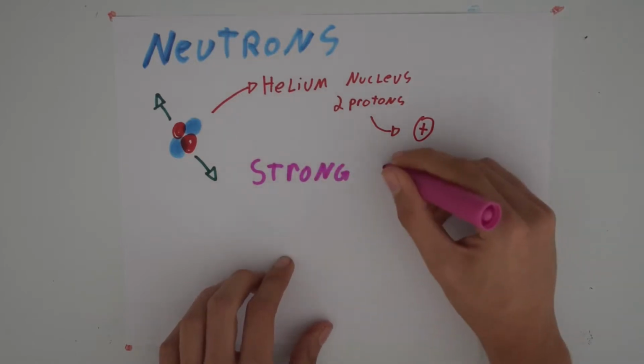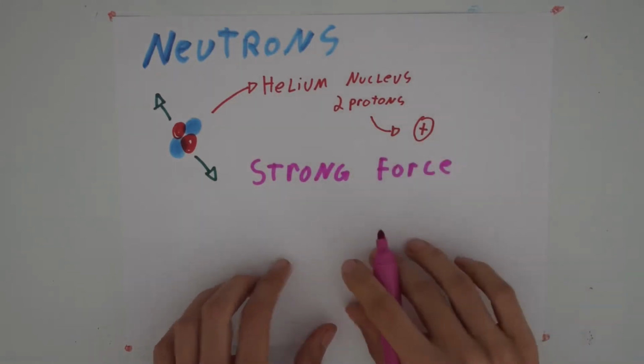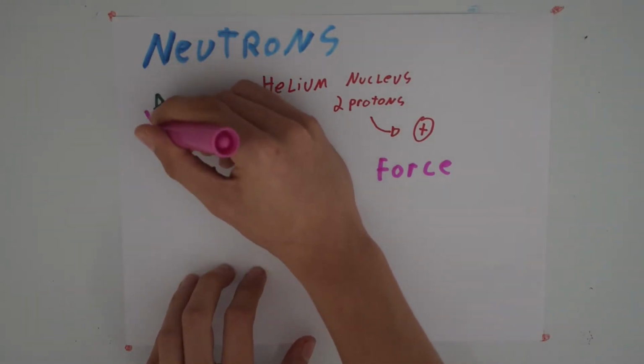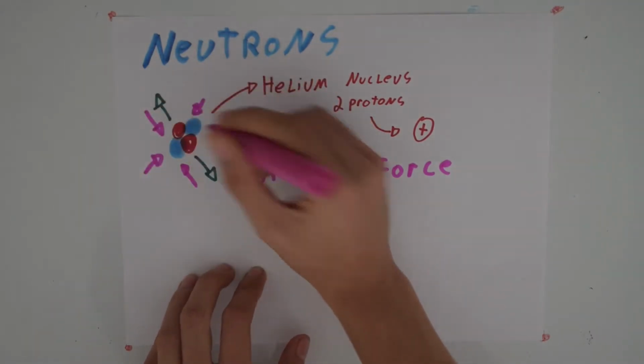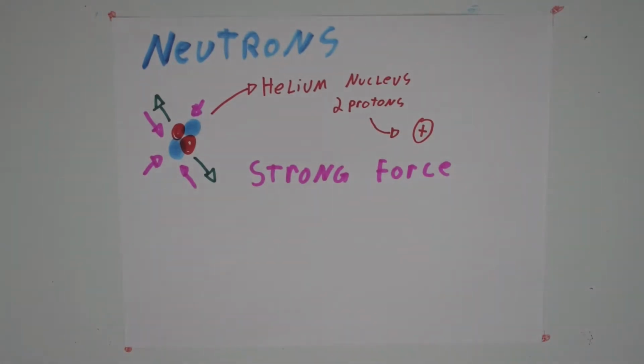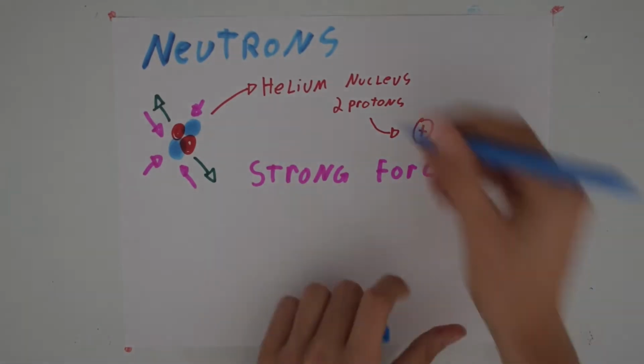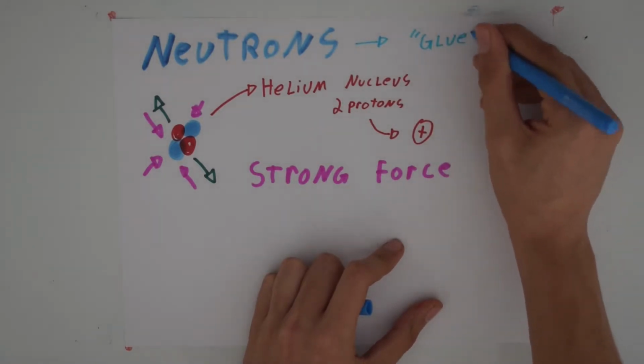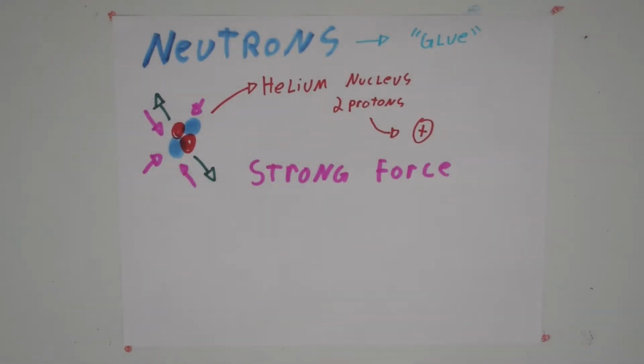Neutrons provide a medium for the strong force, but at the same time provide the necessary spacing between the protons so that the strong force can overcome the repulsion of the like charges. Neutrons can really be thought of as the glue that holds atomic nuclei together.